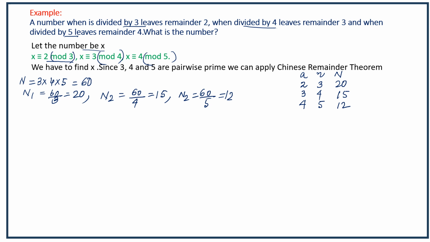That will be n1 x1 is congruent to 1 modulo 3, so I'll write 20x1 is congruent to 1 modulo 3. Now if we go on calculating, 20 into 1, 20, when divided by 3, does not leave remainder 1. Then I'll go for 2. 20 multiplied by 2 is 40. When 40 is divided by 3, it leaves remainder 1. So x1 equals 2.